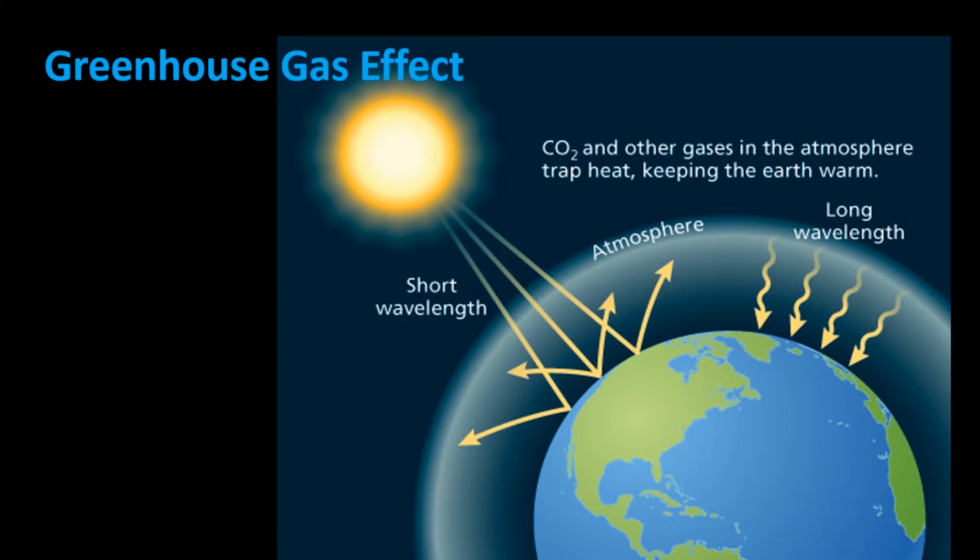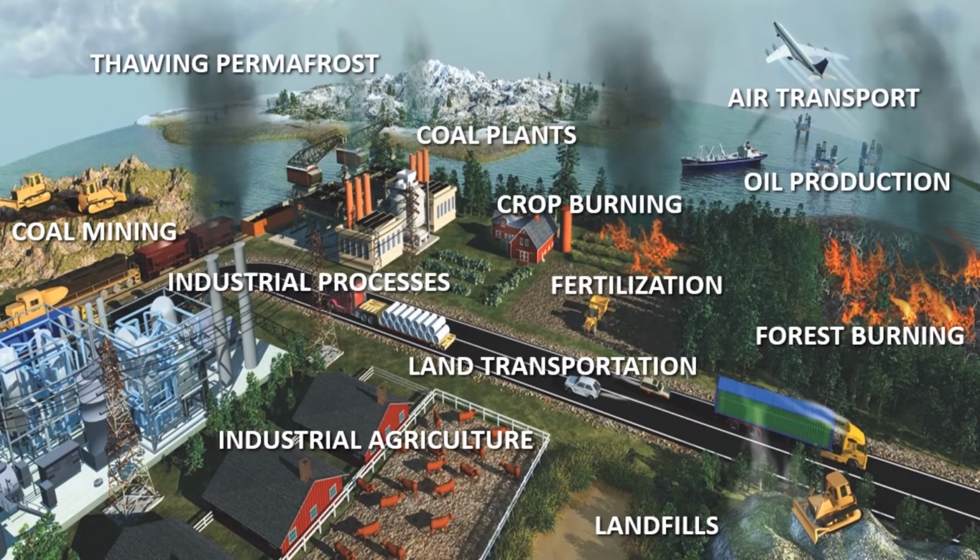The problem is that carbon dioxide and other gases in the atmosphere are trapping heat, which is what they're supposed to do, but because we put more CO2 into the atmosphere, that blanket is getting thicker and trapping more heat, and that's why the globe is warming and causing multiple climate change impacts.